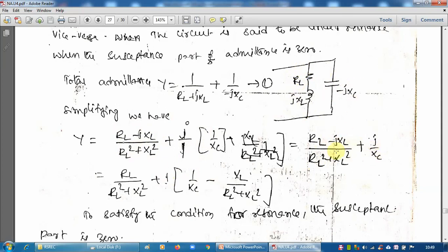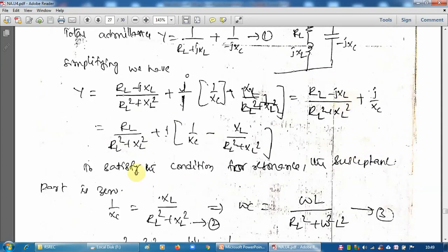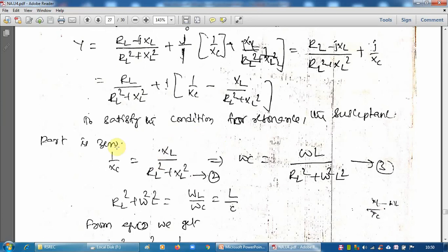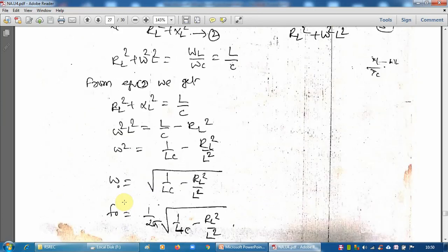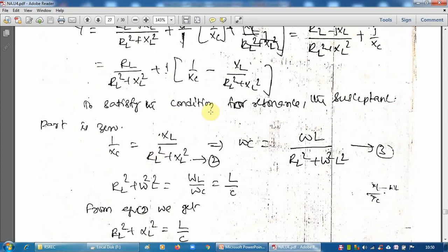This is the total admittance of the circuit, written like this, separating the real term and the imaginary part. For resonance, this imaginary term, the susceptance, must be equal to 0. We make use of that condition to derive the resonant frequency. We equate these two as in the previous case, and again 1 by XC means omega C, XL means omega L.